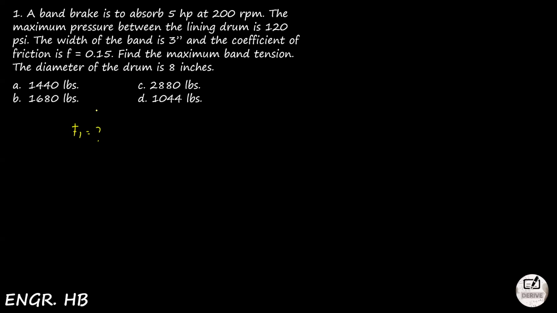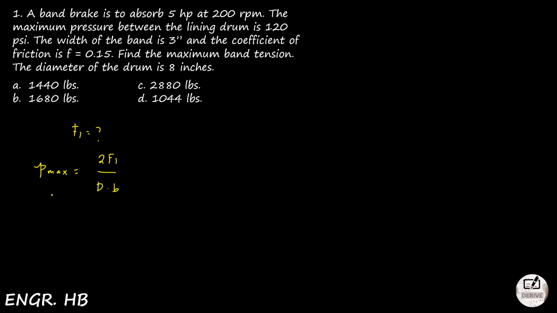So what are the givens? The given is that the maximum pressure between the lining and drum is 120 psi. We also have horsepower at 200 RPM, from which we can find the torque. But for simplification, we always go first for the basic one that is easier to find. So Pmax, we all know, is 2F1 over diameter times width. So let us check if the given matches.